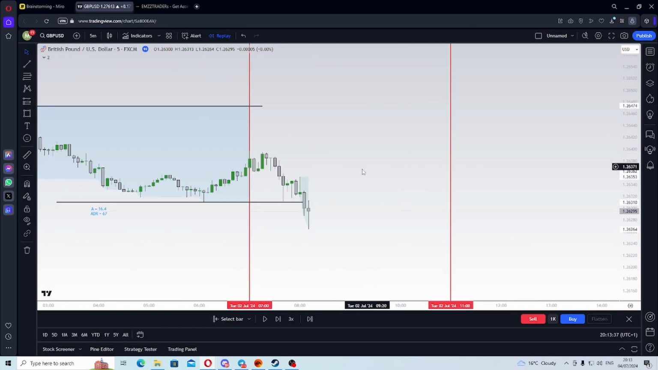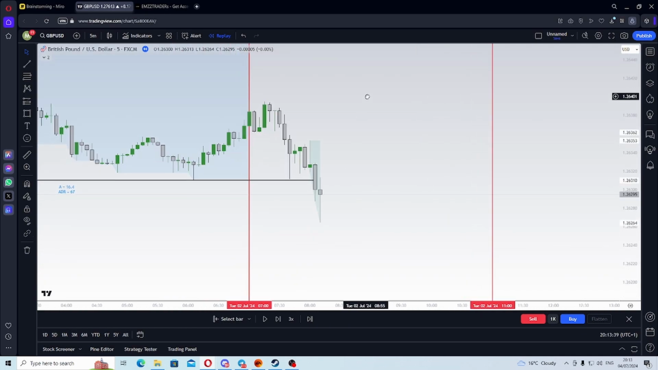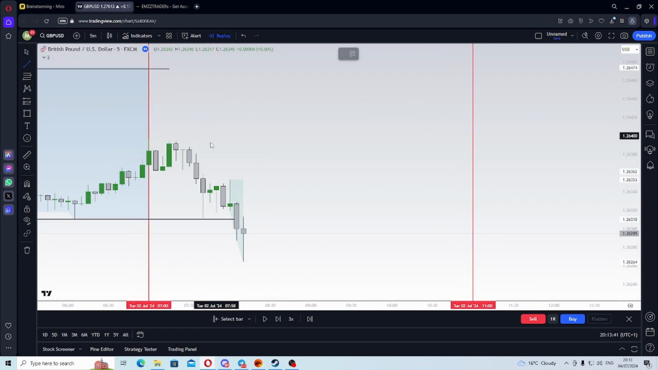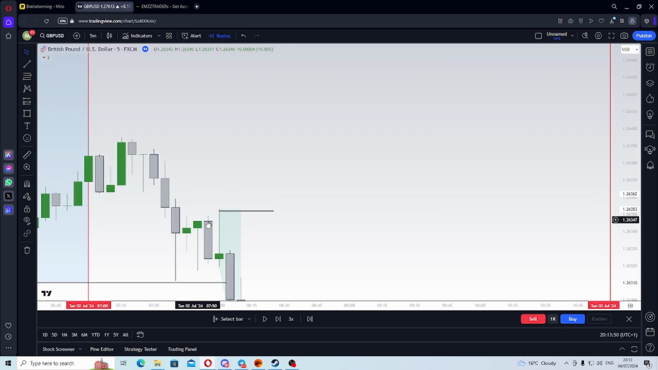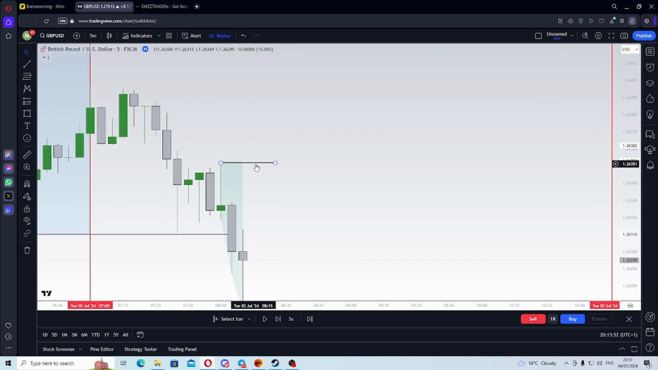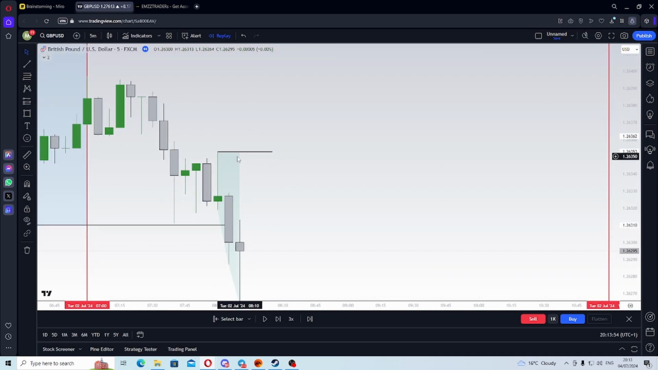So now we need to find the market structure shift. You might be asking, oh, is this the most recent high right here? But I'm going to be telling you it's not, because the most recent high is this one. The price before it and after it did not actually go above it, which makes this the most recent high. Now when this gets taken out, this will be our market structure shift.